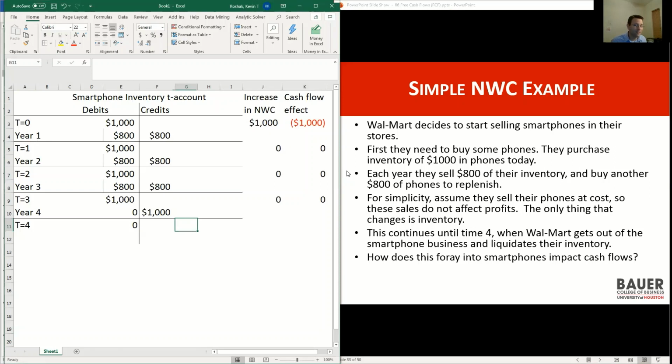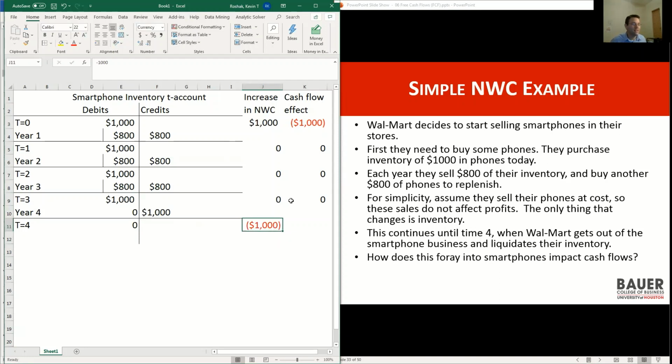So now, how does that affect their net working capital? Well, their inventory is a current asset, right? So changes in the inventory drive changes in net working capital. Net working capital started at $1,000 at time 3. It ended at 0. So that means that there was a negative increase.